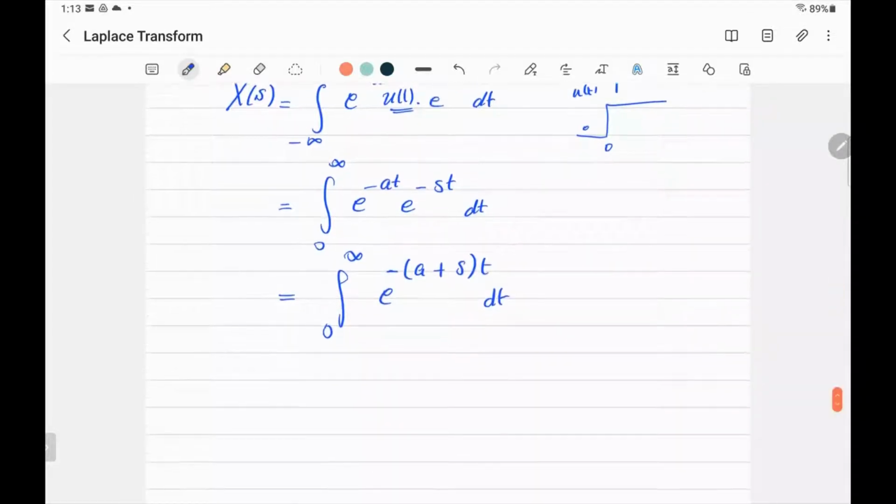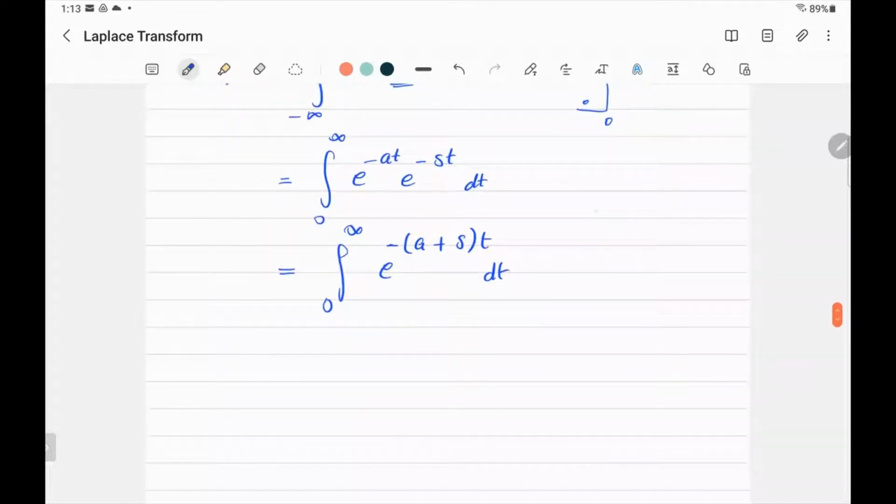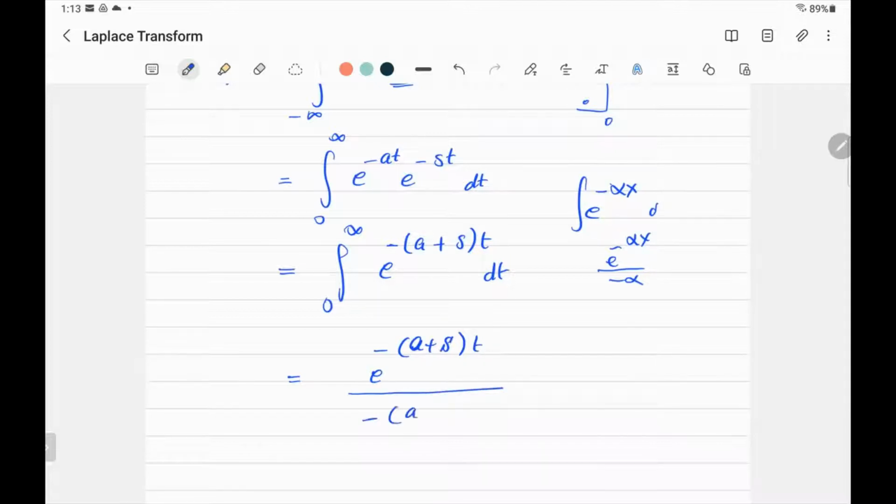dt. What's the integration of exponential, let's say e to the power of minus alpha x? That would be e to the minus alpha x over minus alpha, right? So I'll do the same thing. That's my alpha: e to the minus (a plus s) t divided by minus (a plus s), and the limits of integration are infinity and 0.